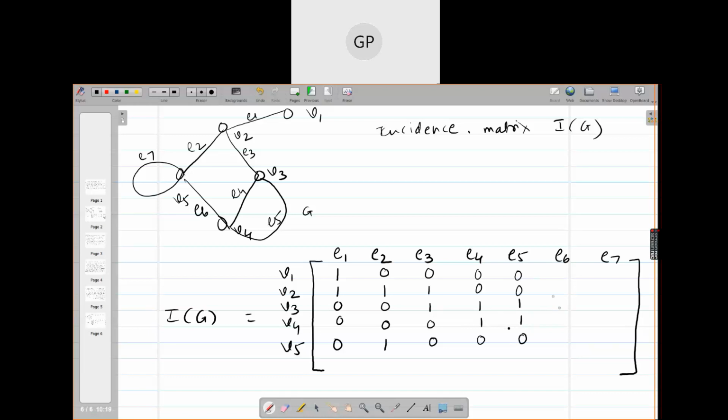E6, V4 and V5. And E7, what about E7? V5. So it's a loop. So we have to represent by 2 here. Okay? Is that clear?